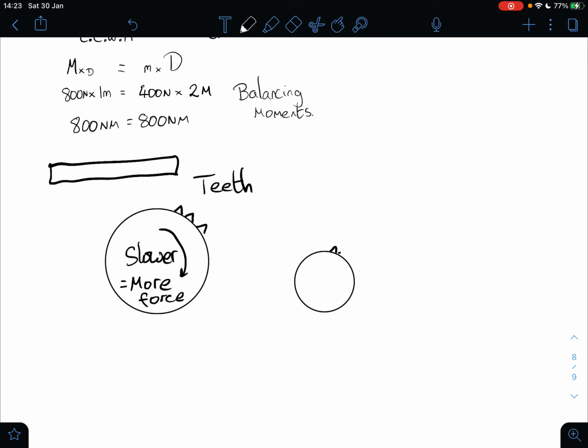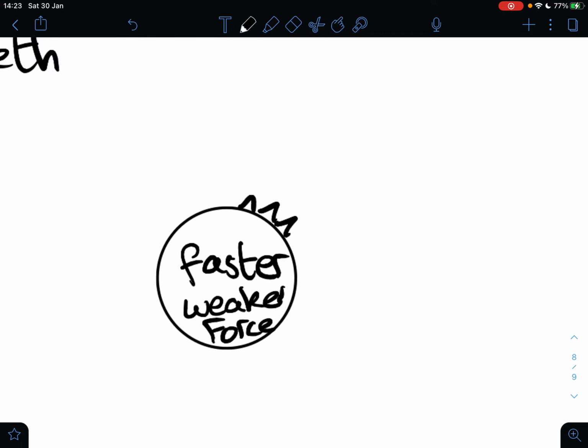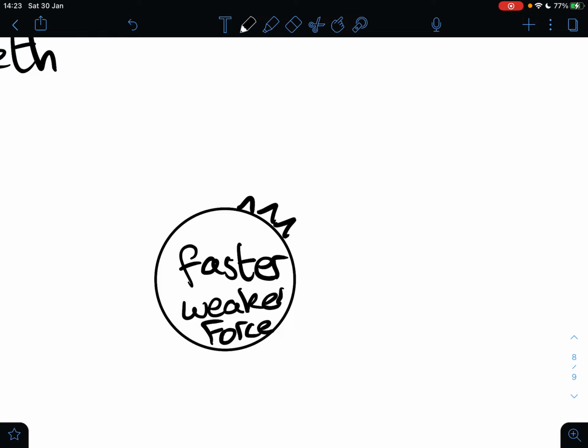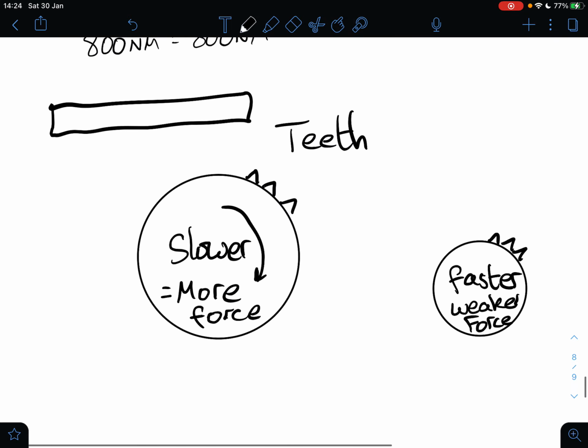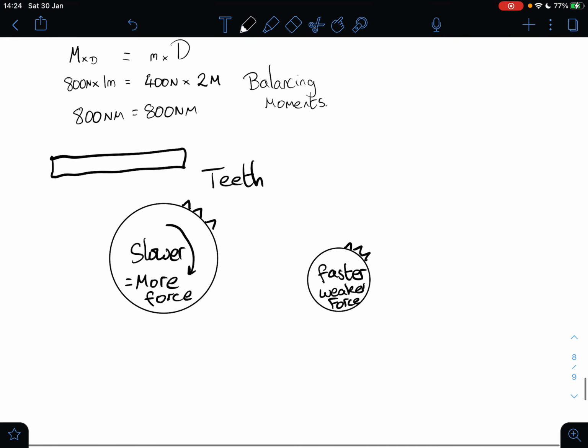In this one, they have teeth as well. They will go faster. However, they will have a weaker force. And I can't fit it in. I didn't really plan that ahead. So normally you would start in the small gear so that you can pedal fast round and round. You would then, as you got faster and faster, move over to this one to keep the force going.